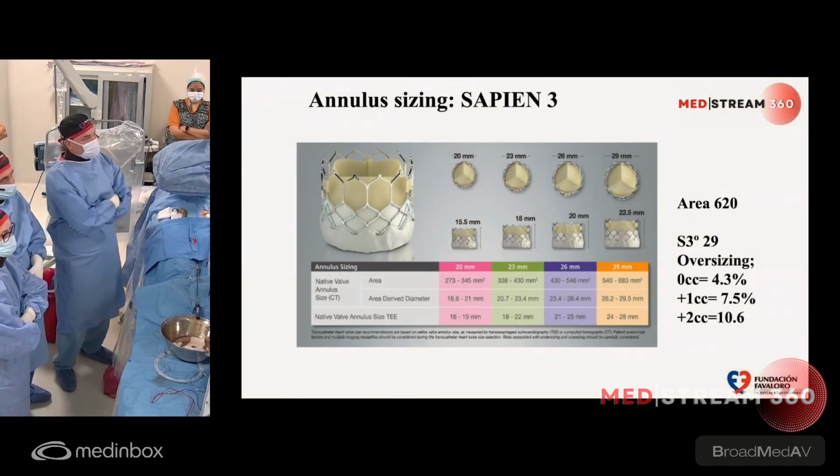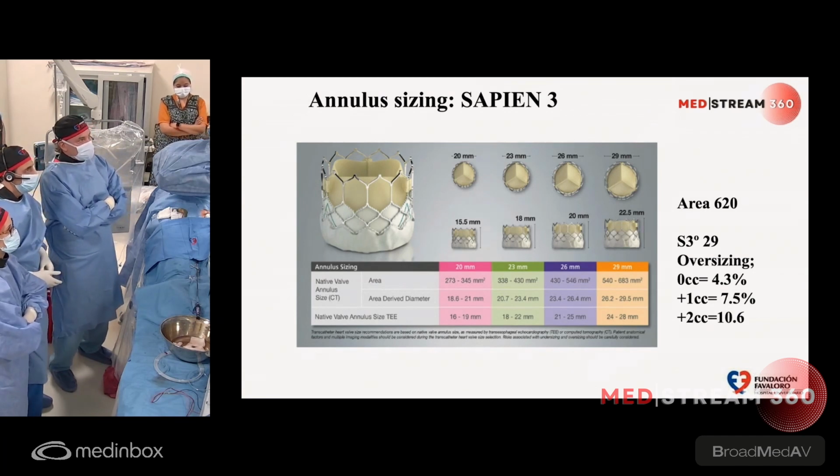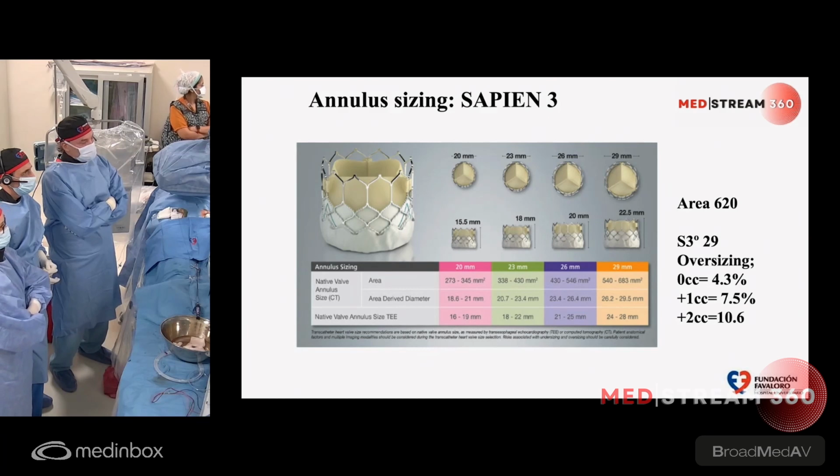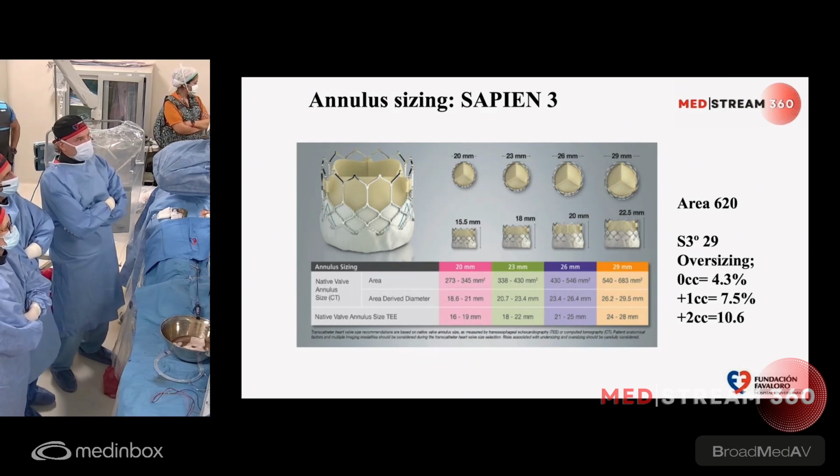So according to the area, I have already mentioned, we have measured 620. So for the sizing, for the Sapien 3, we have considered these possibilities. We have, of course, chosen the 29, and we have different options to go nominal. It's going to be 4% of oversizing. With 1 cc, it's going to be 7, and with 2 cc, it's going to be 10.6.